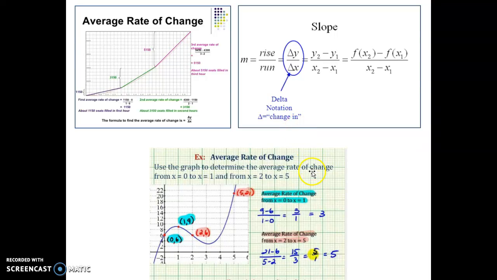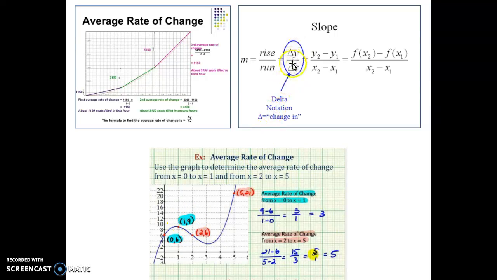Whenever you're looking for the rate of change, and we see this often, it'll say rate of change from x equals 0 to x equals 1. In order to find that rate of change, you have to have a y value that goes with it. So if x is 0, in this case, y is 6. So we have that point, 0, 6. If x is 1, then y is 9. So we have that point.